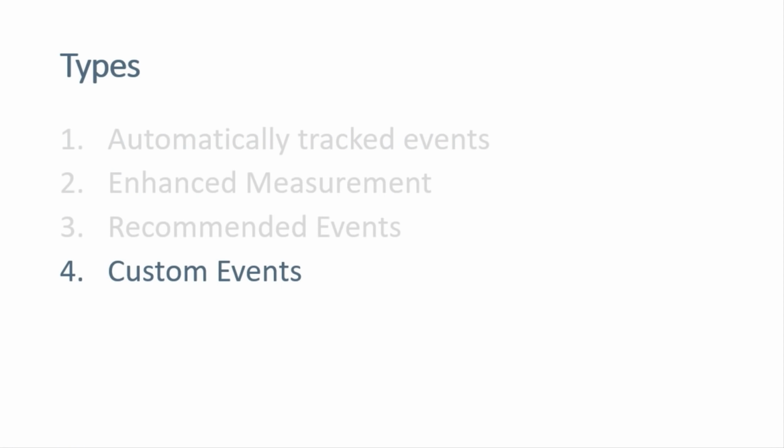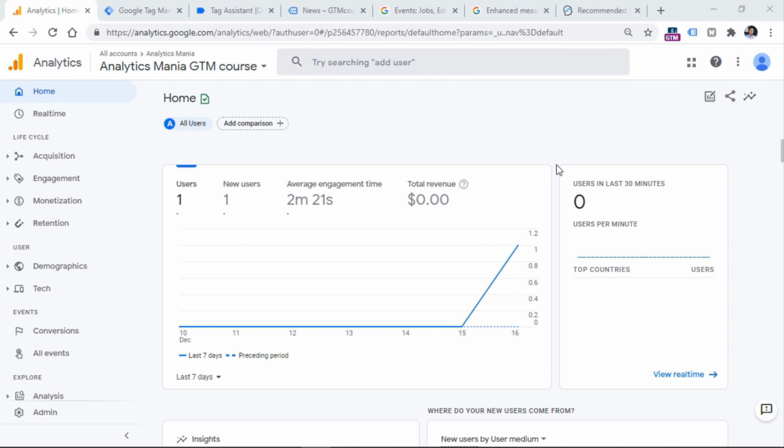And finally, if you want to track an event and that event is not covered by automatically tracked events, enhanced measurement, or recommended events, then you can just enter some custom event name, some custom parameters, and you're good to go. Now, speaking of where you can find the event data in Google Analytics 4 reports, there are several places.